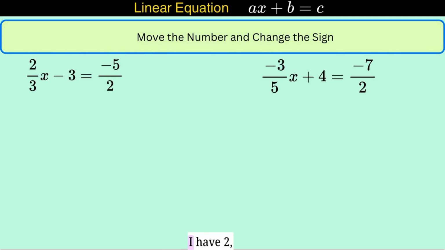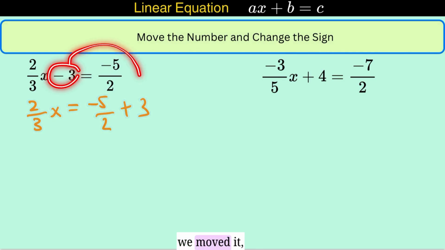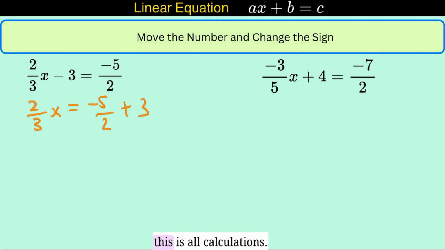What I'm going to do in here, I have 3x, so I'm going to do the same thing again, negative 5 over 2 plus 3. Move the number, change the sign. Move the number, we moved it, then change the sign. Now this is all calculations, but this will need your knowledge of fractions.